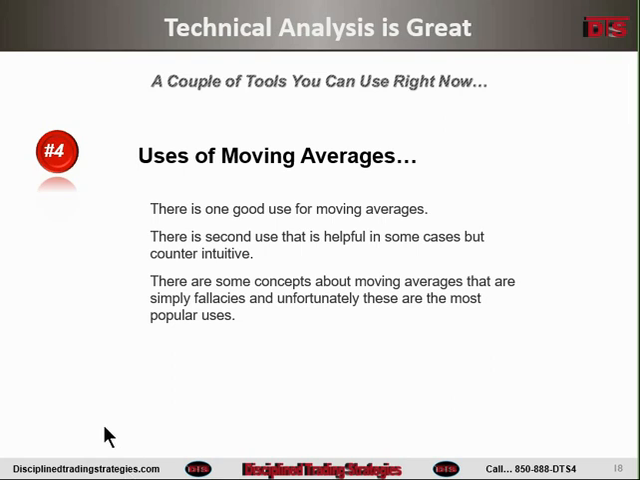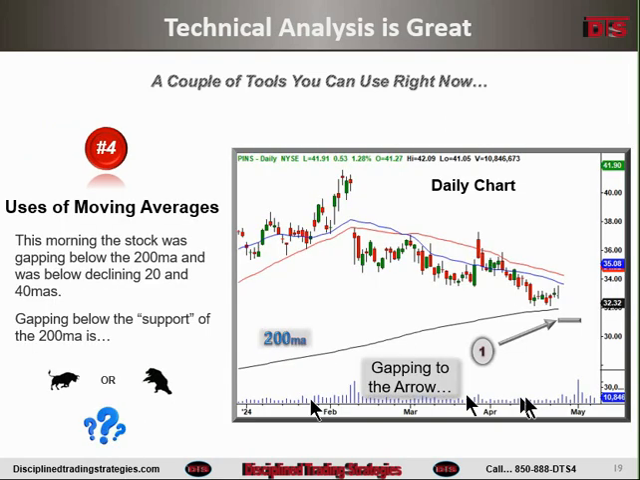So let's do quiz time again here. We are going to gap this day. This morning, the stock was gapping below the 200, and we're already below the declining 20 and the declining 40. So gapping below the 200, bullish, bearish, or you're just going to say that's neutral?